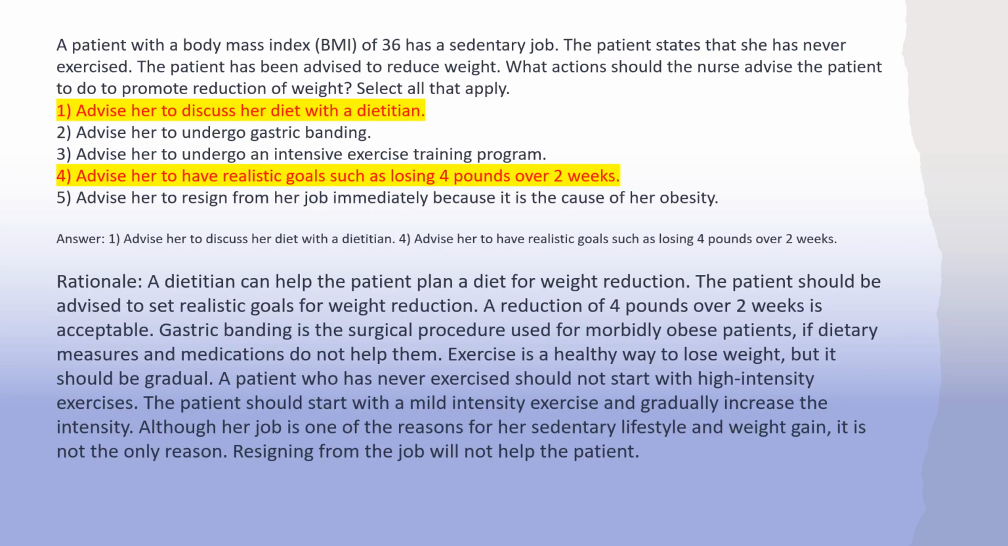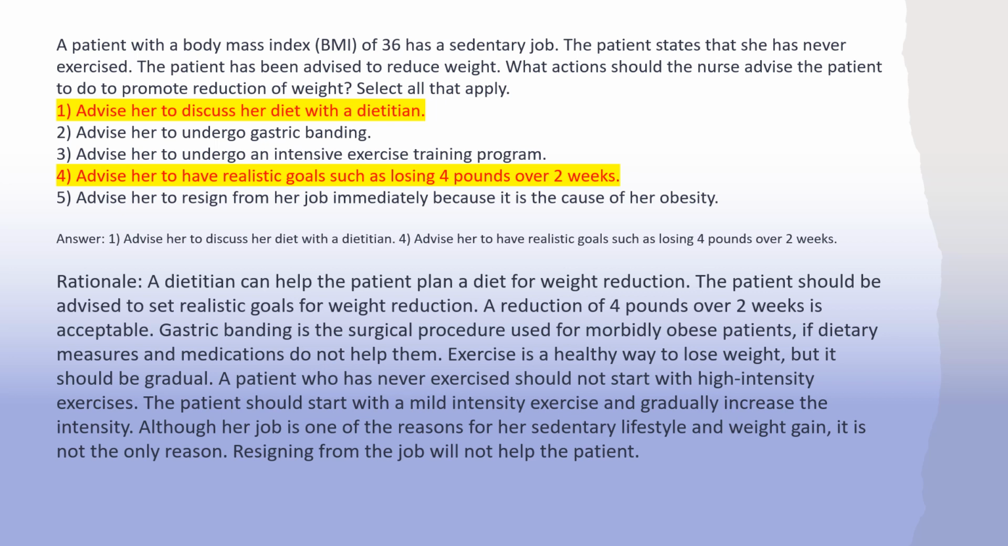Answer 1. Advise her to discuss her diet with a dietitian. 4. Advise her to have realistic goals such as losing 4 pounds over 2 weeks. Rationale: a dietitian can help the patient plan a diet for weight reduction. The patient should be advised to set realistic goals for weight reduction. A reduction of 4 pounds over 2 weeks is acceptable. Gastric banding is the surgical procedure used for morbidly obese patients if dietary measures and medications do not help them.